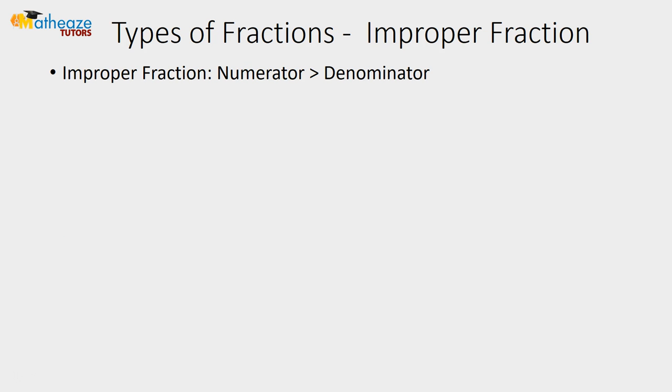Let's look at improper fractions. This is pretty much the reverse of what we call a proper fraction. In this case, your numerator must be larger than your denominator. So if I had 12, for example, any number greater than 12 will make this an improper fraction. So 13, 19, 31. These are all improper fractions.